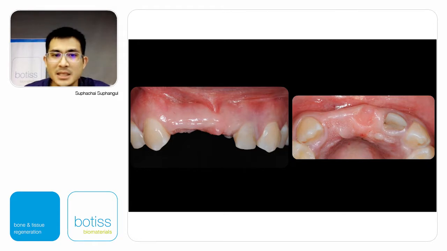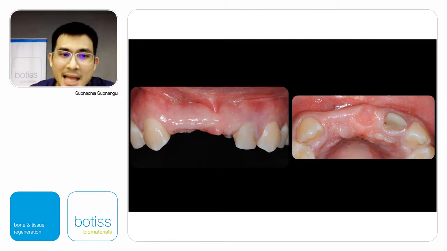This is the patient presenting with this clinical picture. It looks very good and the thickness looks very good, but the patient's history is a car accident in which they lost 3 front teeth here.